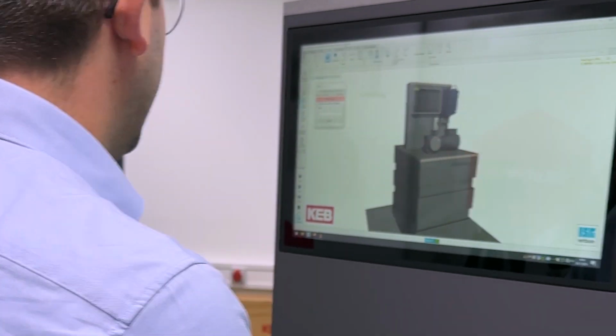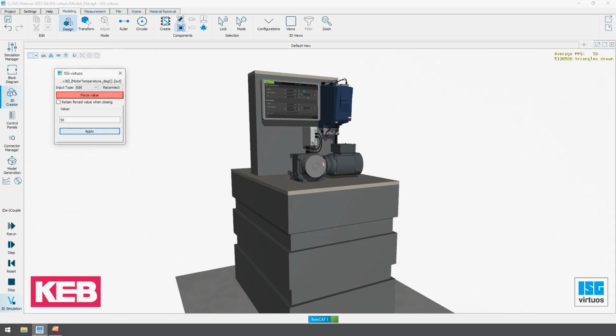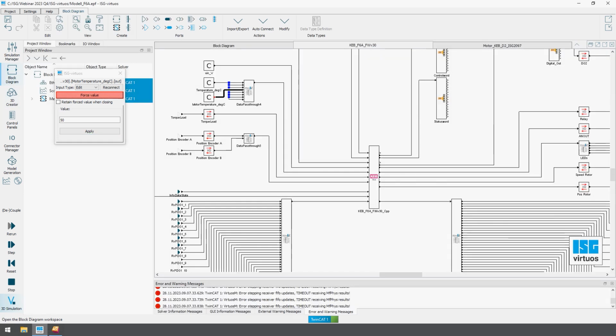This is a demonstration about the physical demonstrator. In this picture you will see the KEB Drive Controller F6, a PLC, the HMI of KEB, and the simulated asynchronous motor with a gear combination. On the left side we have got the 3D creator in the software ISG Virtuos. Also, the block diagram of our simulation model of our COMBIVERT F6 is given in the ISG Virtuos simulation environment.